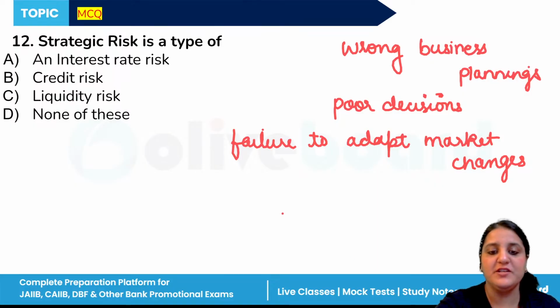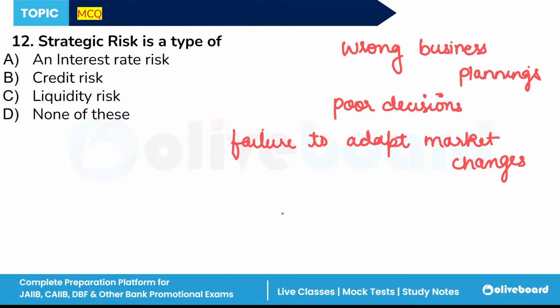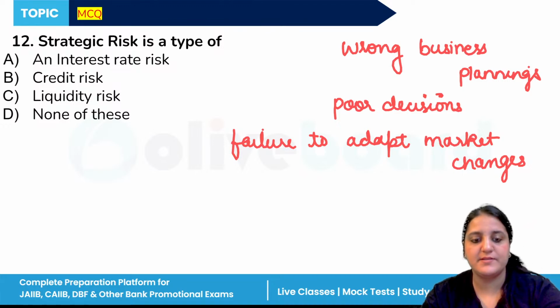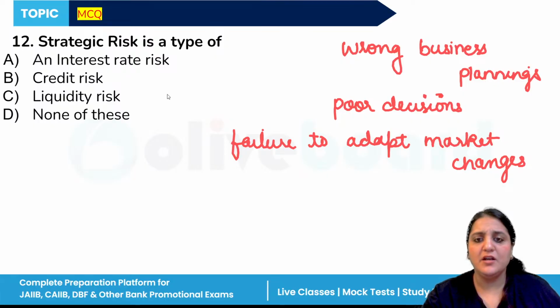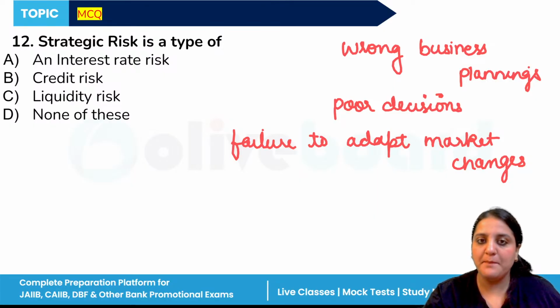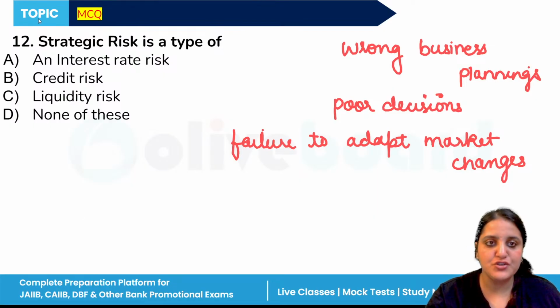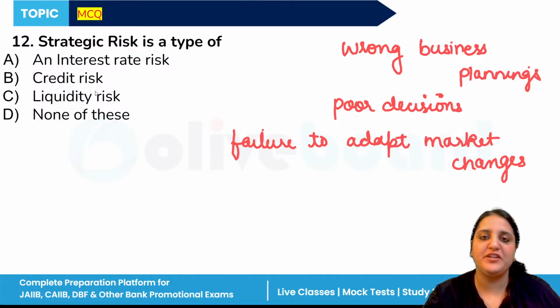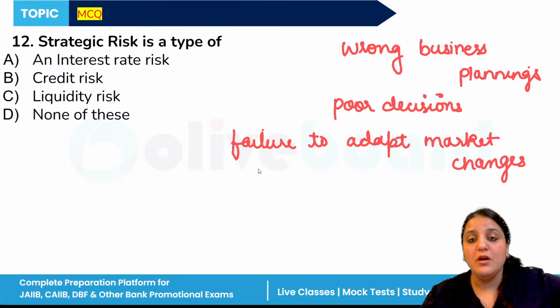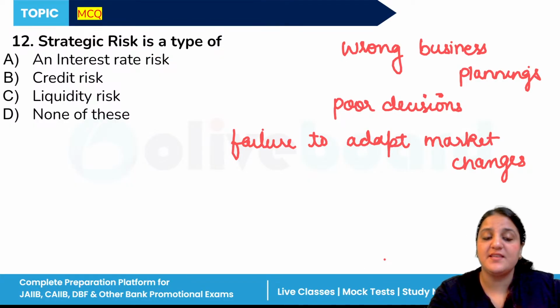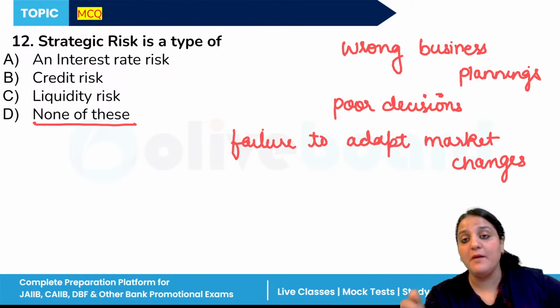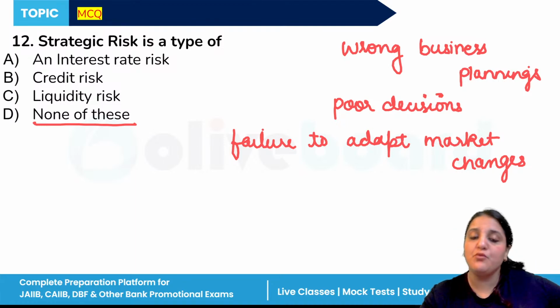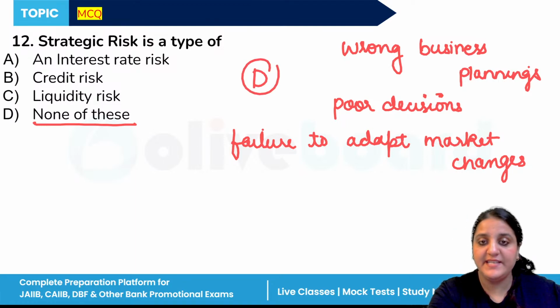And here the options given: interest rate risk occurs due to fluctuations in the interest rates. Credit risk occurs when the borrower is not able to pay the interest or principal. Liquidity risk is a shortage of cash, not having availability of cash, so the bank cannot fulfill its obligations. So strategic risk is none of these, because it comes due to wrong business planning and poor decisions. So option D is correct here.